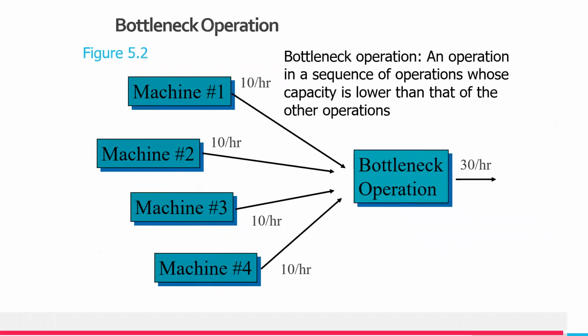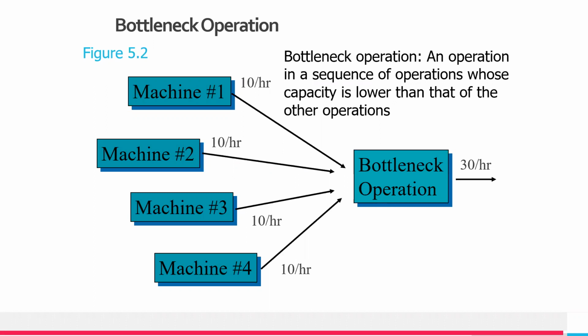So one of the things that I want to talk about here, once you observe the process, is that we need to keep an eye on bottleneck operations. Bottleneck operations are the operations that slow the flow of the process. So for example, in this case, if machine one produces 10 units per hour, same thing for machine two, machine three, machine four.